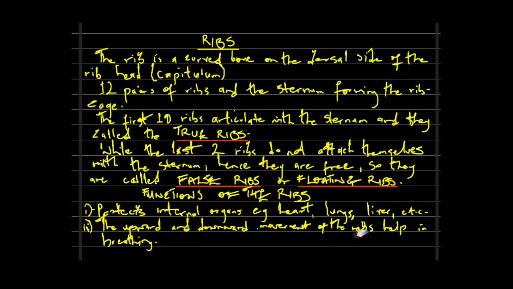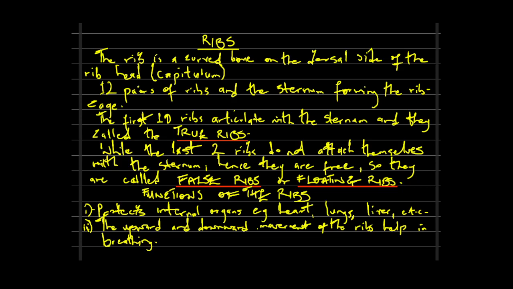Those are the two major functions of the rib cage, or of the ribs. We have said that the first one is the ability to protect internal organs, while the second one is the ability to bring about upward and downward movement that causes the chest cavity, or the thoracic cavity, to increase and decrease consecutively, to give us the ability to breathe. So that is about the rib cage.